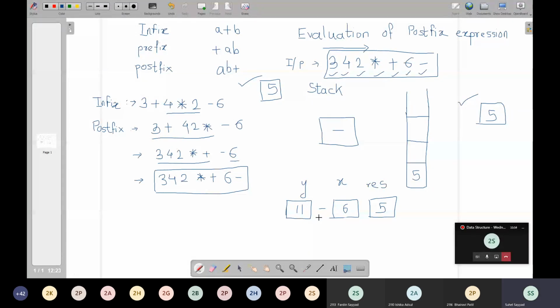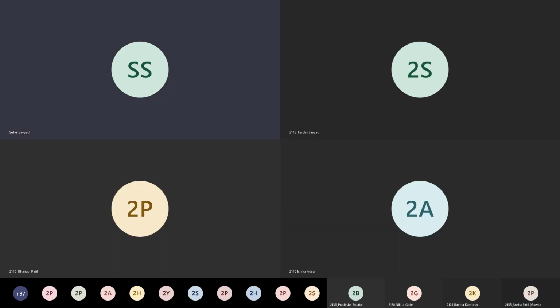Any doubts regarding this? Any students are having any doubts regarding this? Am I audible, students? Yes, sir. Any doubts regarding this? No, sir. Did you understand? Yes, sir. Have you taken down those steps? Yes, sir. All of you have taken down those steps?